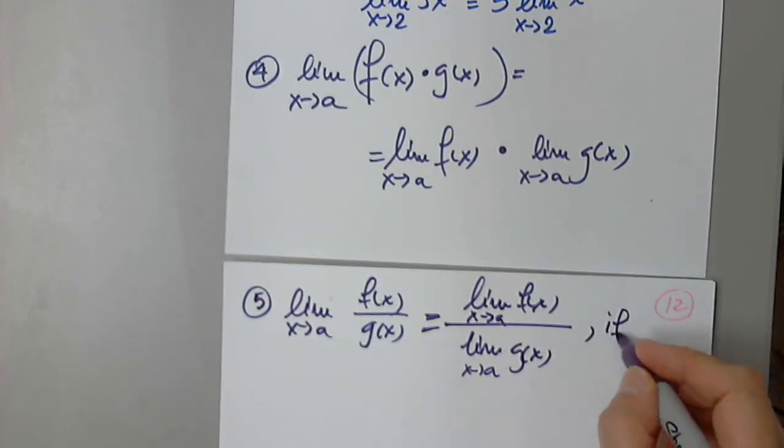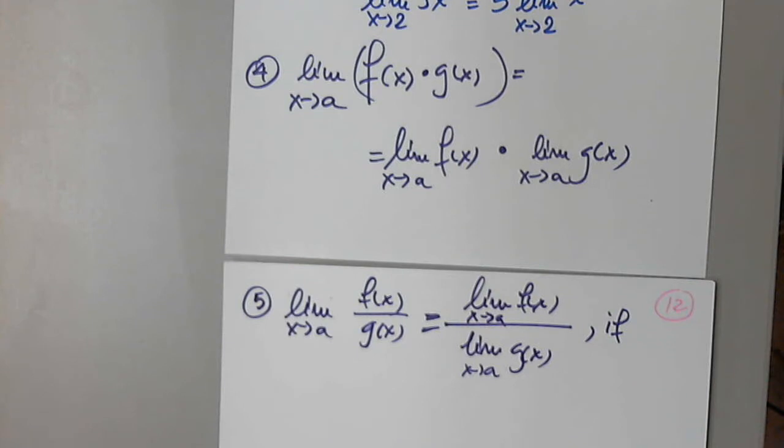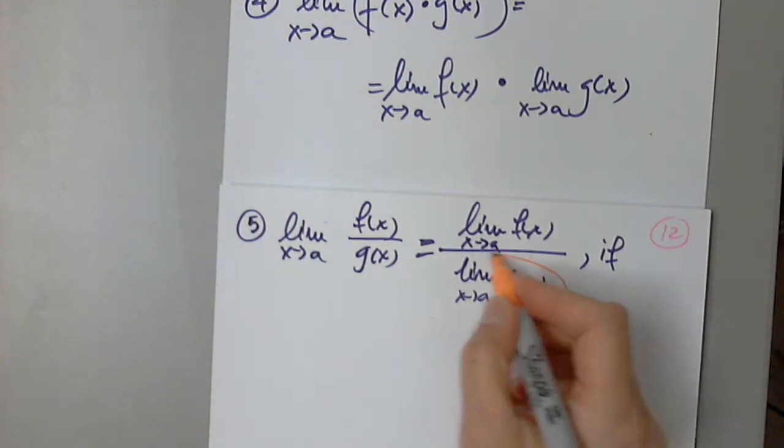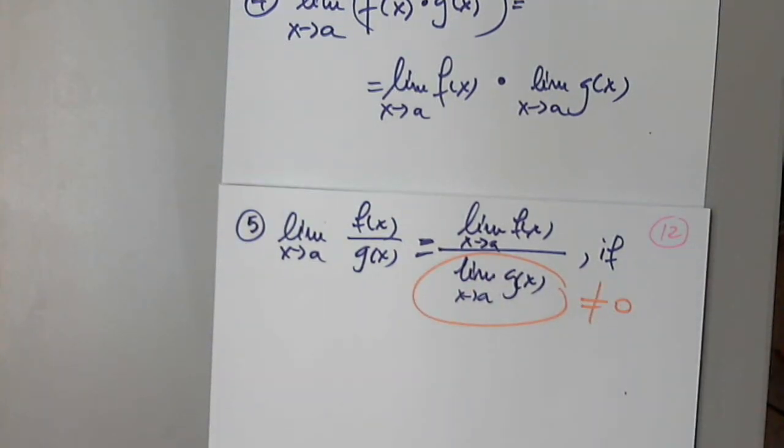However, there is an if here that we did not have before. Can anyone tell us what the if is all about? That g of x is 0. Absolutely. The limit of g of x cannot be 0, because then we encounter the same situation.